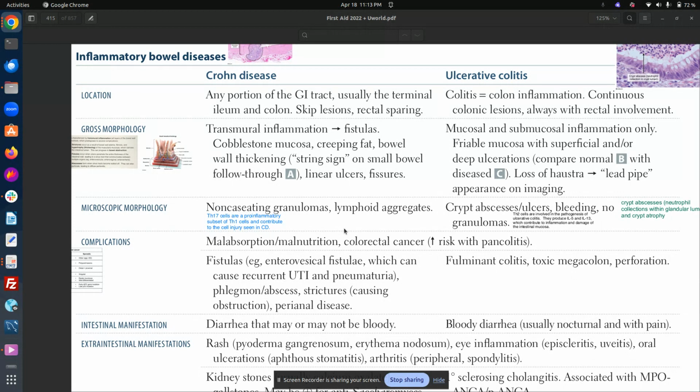Okay. Now let's talk about intestinal manifestations. What are we going to see in patients? Usually patients will present with diarrhea that can be bloody or non-bloody.